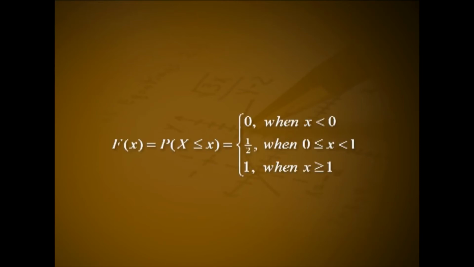Hence, the cumulative distribution function of X, capital F(x) = P(X ≤ x), can be summarized as: F(x) = 0 when x < 0, 1/2 when 0 ≤ x < 1, and 1 when x ≥ 1.